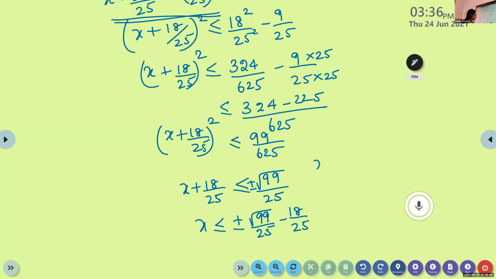So that is x is less than or equal to plus or minus root 99. You can write this as 3 root 11 minus 18 by 25. With this we can stop. X is less than or equal to plus or minus 3 root 11 minus 18 by 25. Here we are using the completing the square method.